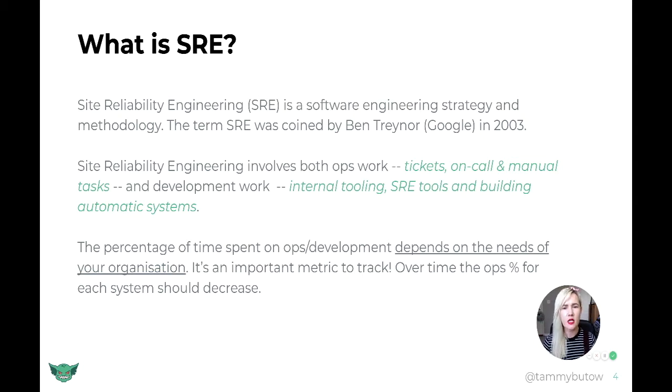Site reliability engineering involves both ops work, tickets, on-call, manual tasks, and development work, internal tooling, SRE tools, and building automatic systems. The percentage of time spent on ops and development work depends on the needs of your organization. It's an important metric to track. Over time, the ops percentage for each system should decrease.